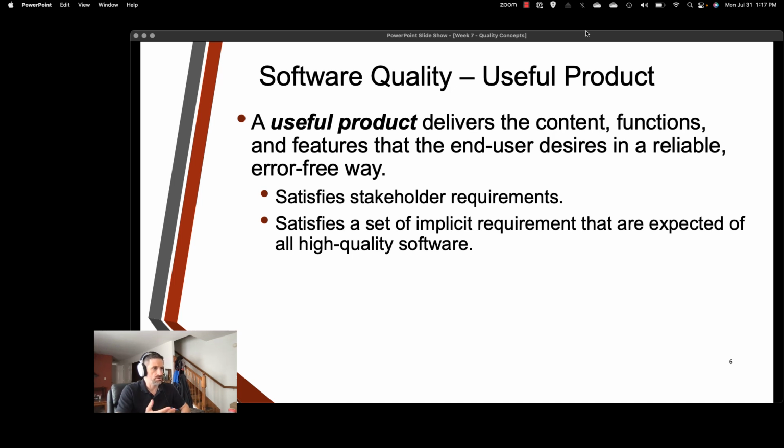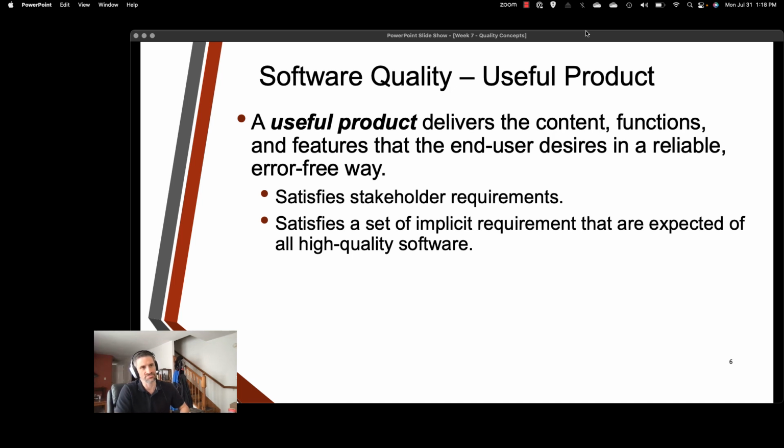All right, so a useful product is a product that is going to deliver the content, functionality, and features that the end user wants in a way that's reliable and doesn't have any errors. I don't know about you, but if I download an app on my phone or if I'm using an app on the computer, I want it to be reliable and error-free and give me what I need. And if it gives me extra stuff, great, as long as there's not so much stuff that I get lost and confused.